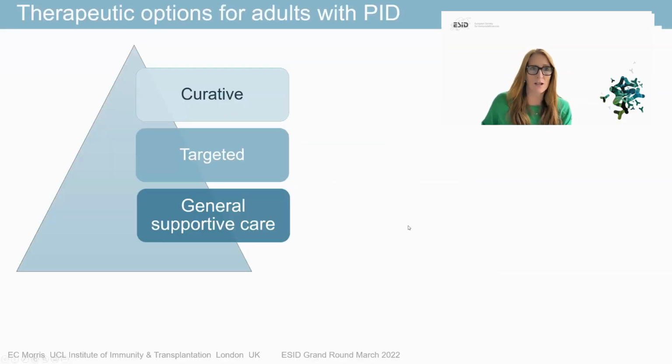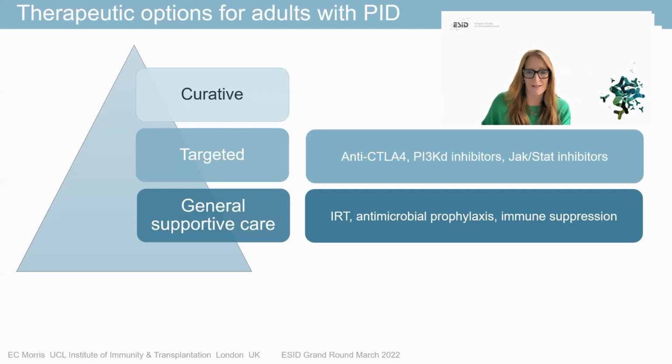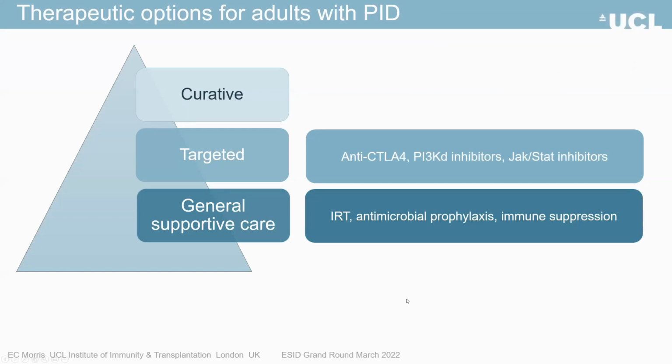Perfect. So you are obviously all involved in looking after patients with immunodeficiency, and you'll be aware that the therapeutic options for adults include general supportive care, which is improving all the time, targeted therapies for various known pathway defects for which there are either small molecules or antibody drugs available to ameliorate the effect of a mutation affecting that particular pathway. For example, abatacept in CTLA-4 haploinsufficiency, or JAK-STAT inhibitors for other diseases.